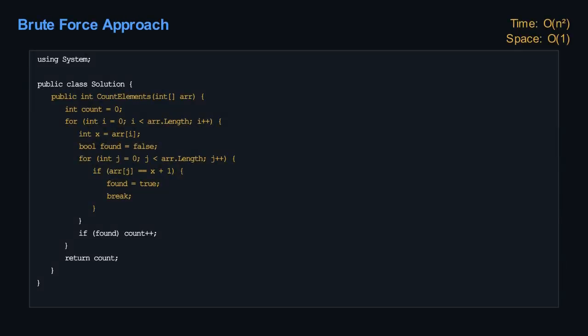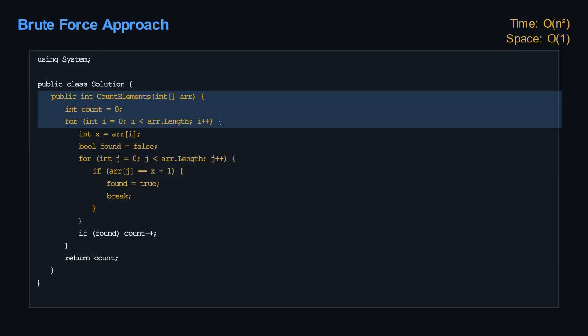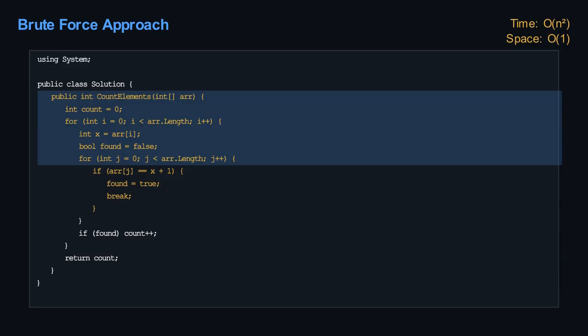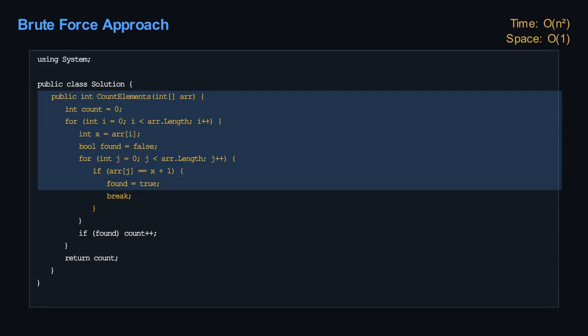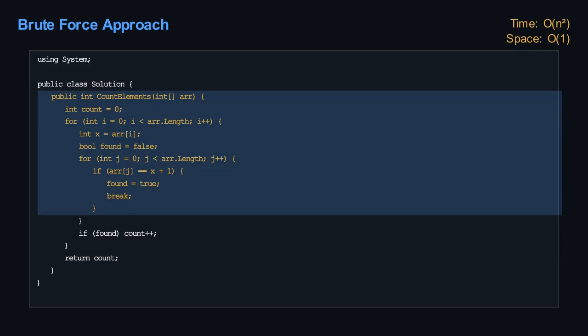A straightforward but inefficient approach is to iterate through the array for each element x. For every x, we then run another nested loop through the entire array to see if x plus 1 exists. If it does, we increment our count. This involves a lot of repeated searching. Each check for x plus 1 requires potentially scanning the whole array again. This leads to a quadratic time complexity, O of n squared, because of the nested loops. Space complexity is constant, O of 1, as we use no extra data structures.